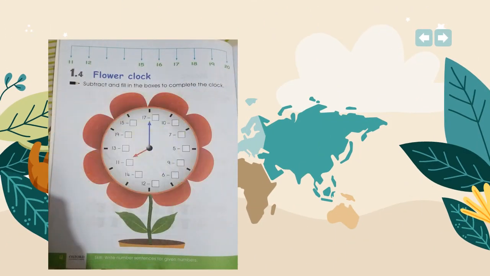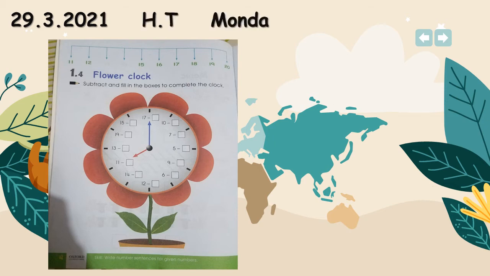Everyone open this page, just turn your page. Write the same date at the top of the page, 29.3.2021, H.T again, and the day is Monday. M should be capital in Monday, and where you are going to write at the top of the page, touch with the line and start from your left corner of the page.